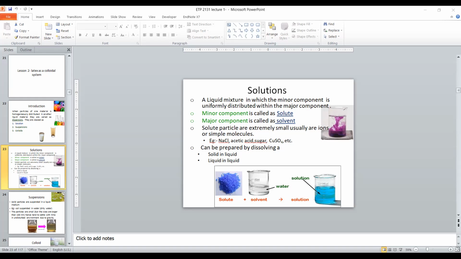Okay, now in the case of true solutions, these are really homogeneous. You cannot separate it by filtration. But in the case of colloidal solution, it appears to be homogeneous, but actually it is heterogeneous mixture.